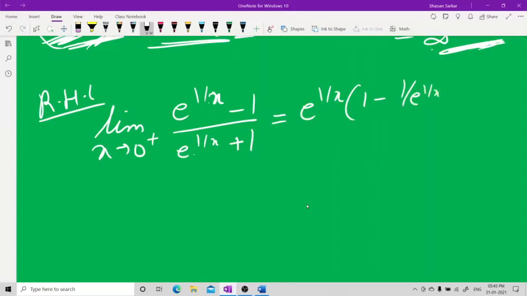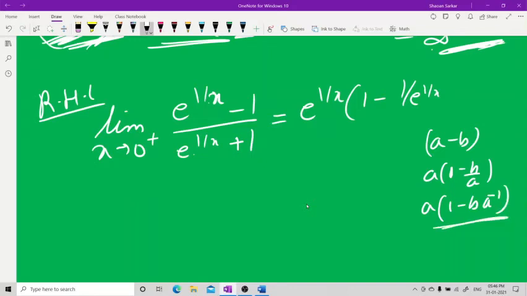What did I do? I took e to the power of 1 upon x common from this. Like if I write a minus b and take a common, it becomes 1 minus b by a. Now b by a can be written as b into a to the power of minus 1, that is a inverse. I hope you have understood the concept I'm using here.